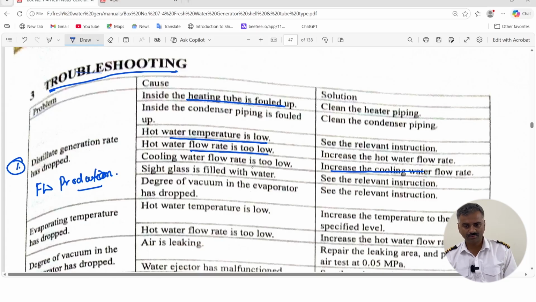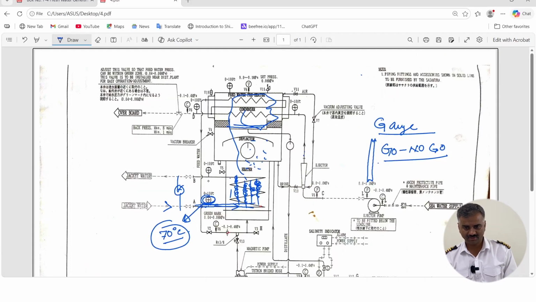Okay, next is cooling water flow rate is very low. Cooling water flow rate is very low means the flow of the cooling water, that is the water from the ejector pump side, this water. Okay, this is the cooling water over here. If your cooling water flow rate is less, what you can do is check the strainer over here, or check the ejector, why is it not able to pass on, or the discharge pump pressure of the ejector pump. Through that you can adjust the cooling water flow rate.